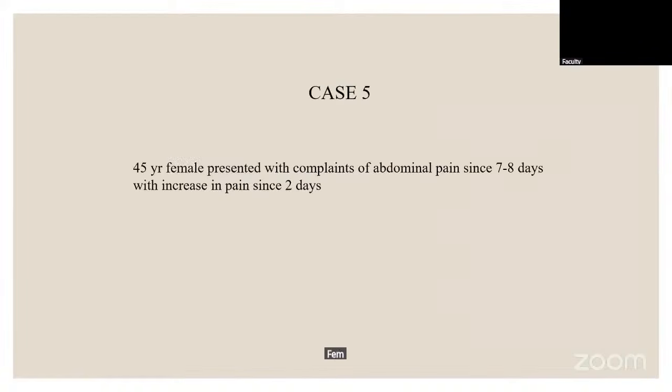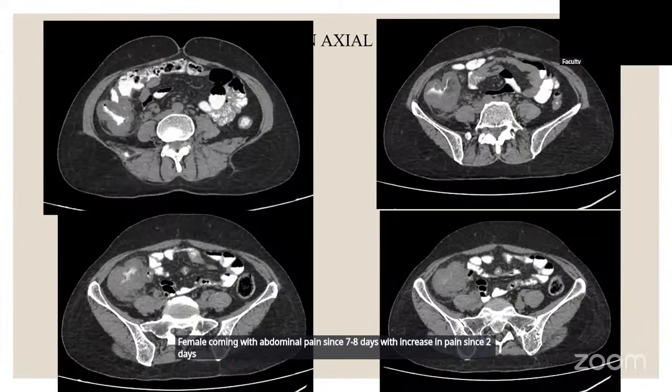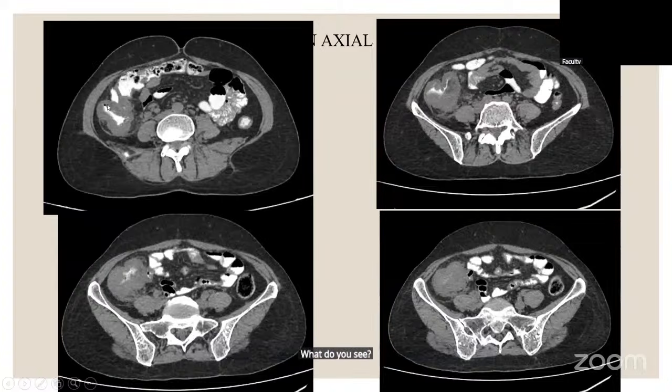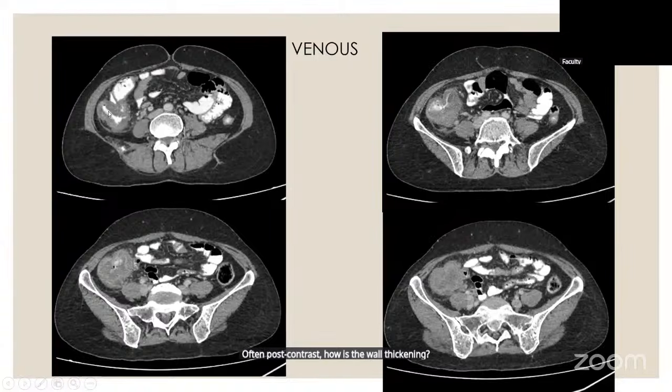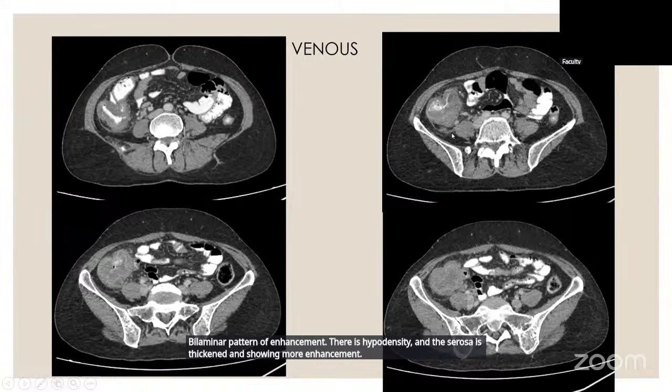Female coming with abdominal pain since 7 to 8 days with increase in pain since 2 days. The history is acute. What do you see? Circumferential wall thickening causing mild luminal narrowing. These are plain cuts. On post contrast, how is the wall thickening? The wall thickening is showing bilaminar pattern of enhancement. There is hypodensity and the serosa is thickened and showing more enhancement, associated again with peritoneal thickening. Few lymph nodes are there, but these are non-necrotic lymph nodes.